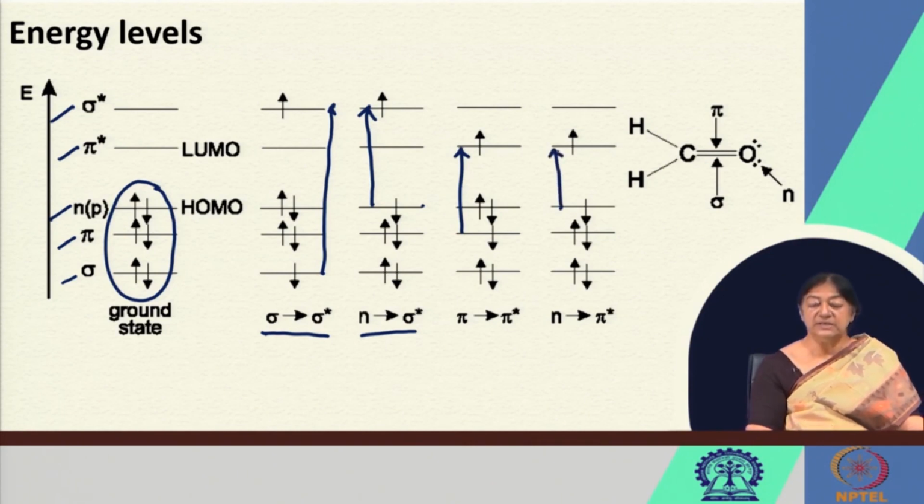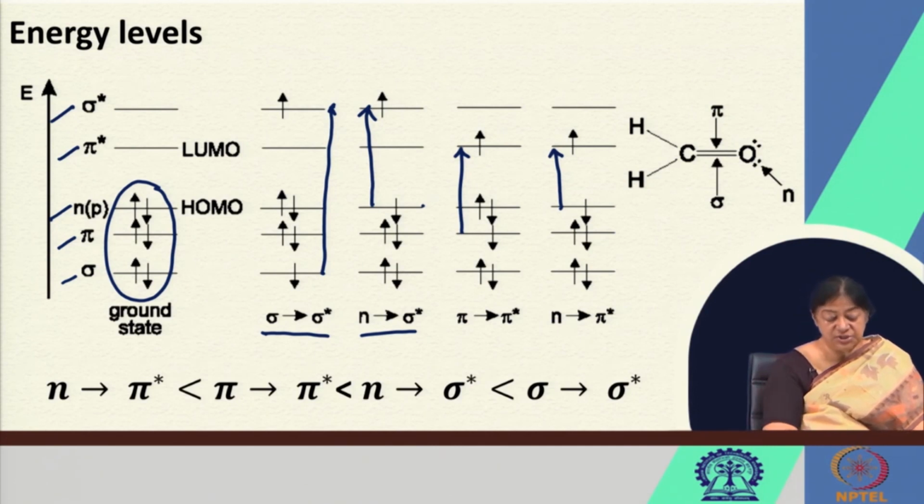Now, we realize that each of these transitions involves a different energy value, which means they belong to a different wavelength value, and this wavelength is important in understanding where in the electromagnetic spectrum we fall. Is it in the visible region? Is it in the IR region? Is it in the UV region? And then how can I measure this?